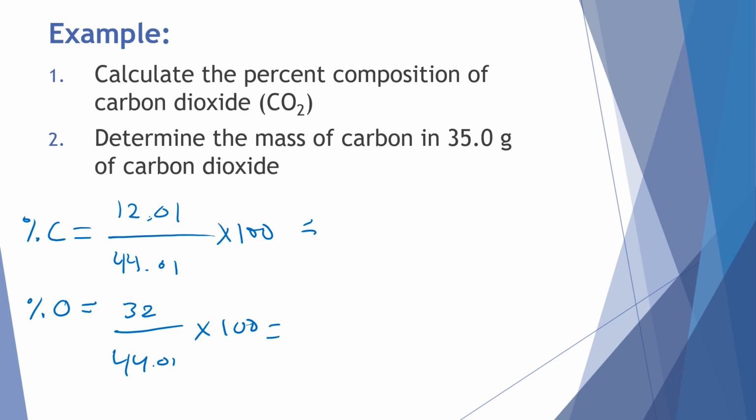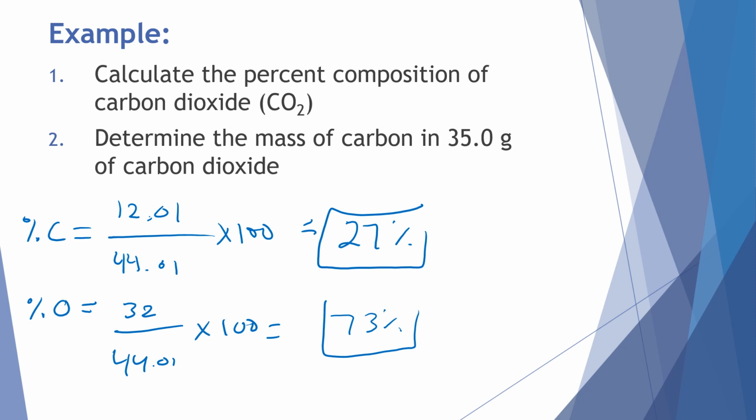So 27.289, we can just do whole numbers, it's fine. So percent C is 27%. 32 divided by 44.01 is going to be 73%. When I multiply by 100, I got 72.710748, so just round to the nearest whole number. Yes, if you're wondering, you could have subtracted the carbon from 100 to get 73.